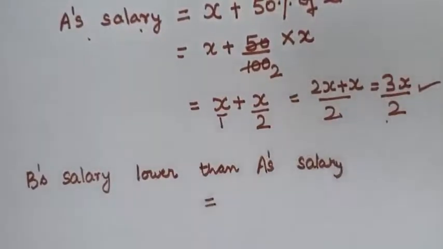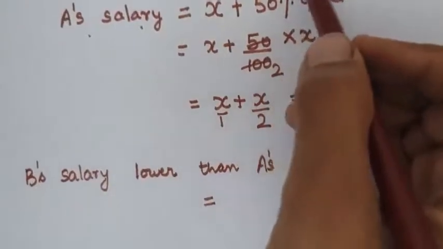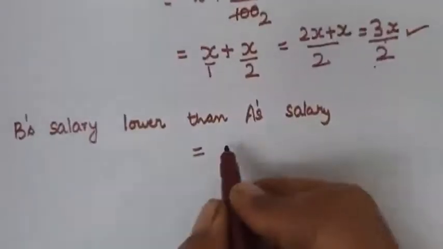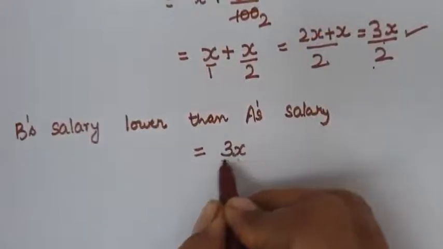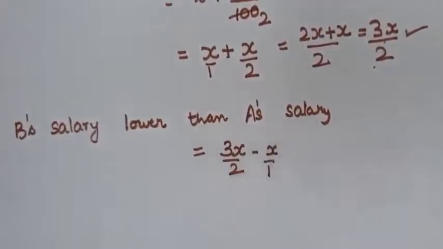How will we find? This minus this. That is 3x upon 2 minus x. Now let us solve this.